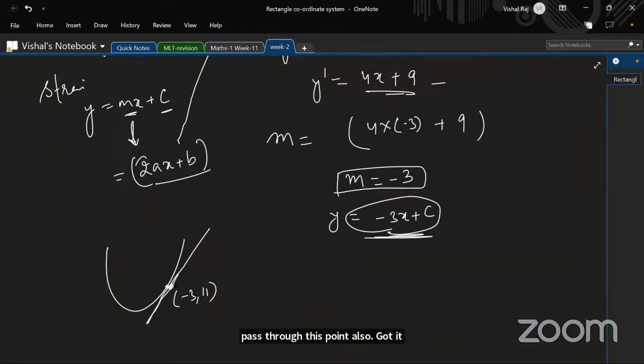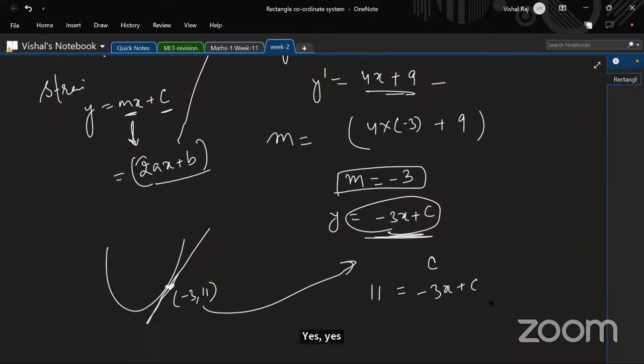Yes, sir. Because at this point, you are asking for the tangent to the curve. You have been asked to calculate the tangent, so that will pass through this point, right? You can just put this point here, so you'll get the value of c. So you can put it here, 11 equals minus 3x plus c. You'll get the value of c.